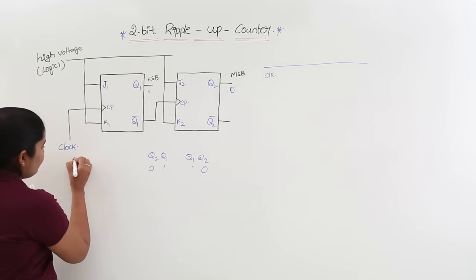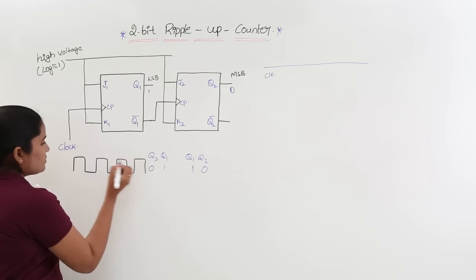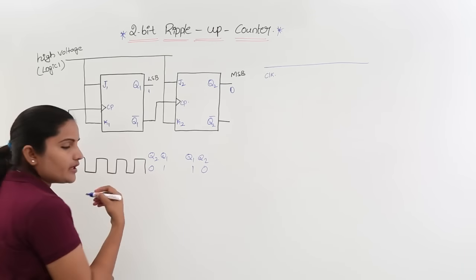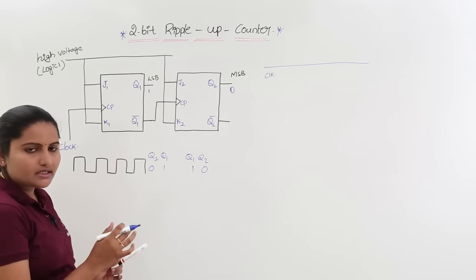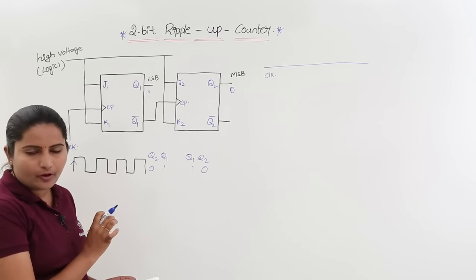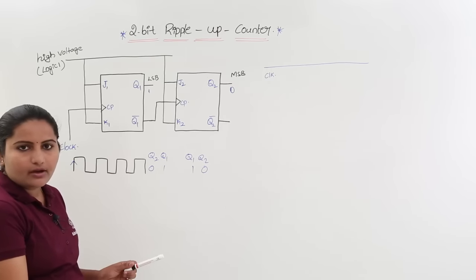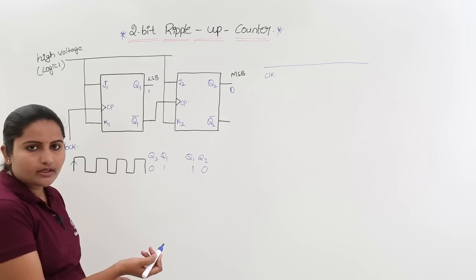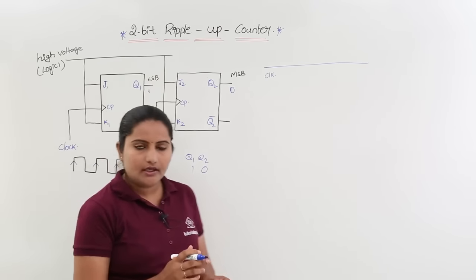So here I am considering 4 clock pulses like this. You can take them with a similar duration, positive triggered or negative triggered. Here I am taking positive triggered. For the next example, I will take negative triggered. Positive triggered means whenever the positive edge of the clock occurs, the flip-flops are going to do their operation, that's it. If negative edge triggered, then whenever the negative edge is there, they are going to work. So for this example, we will take positive edge triggered flip-flops. You can take negative edge triggered also.